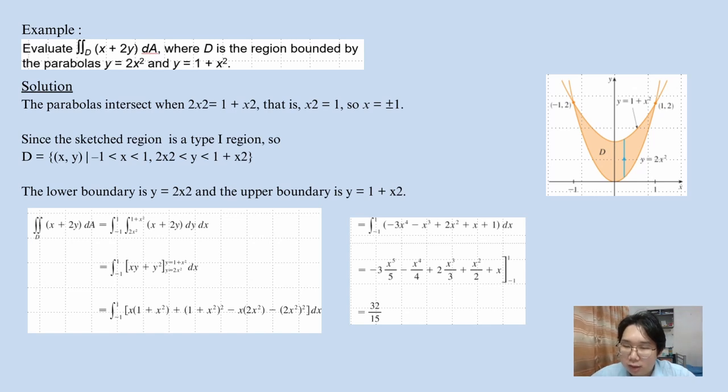Since the sketched region is a type 1 region, the domain should be D = {(x,y) | -1 ≤ x ≤ 1, 2x² ≤ y ≤ 1 + x²}. The lower boundary is y = 2x², and the upper boundary is y = 1 + x². And now that's the solution. After the calculation, you will get the result of 32/15. And that's all for the example of double integrals over general regions.